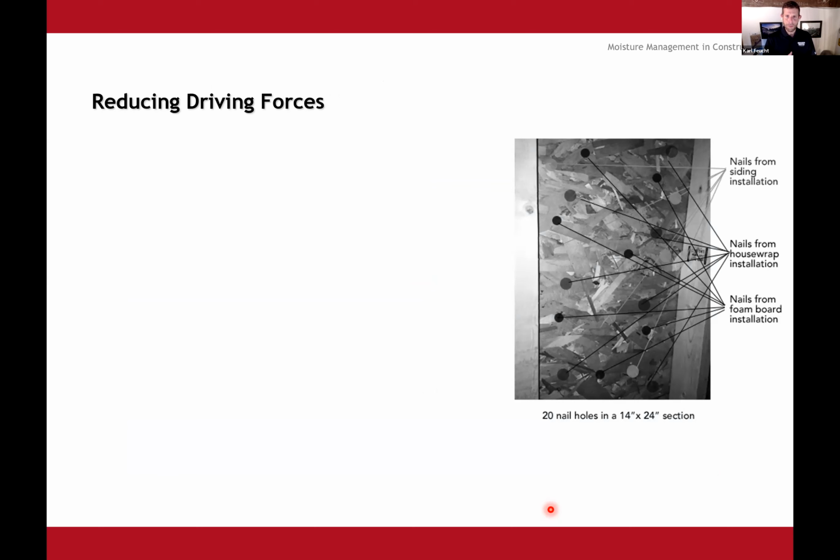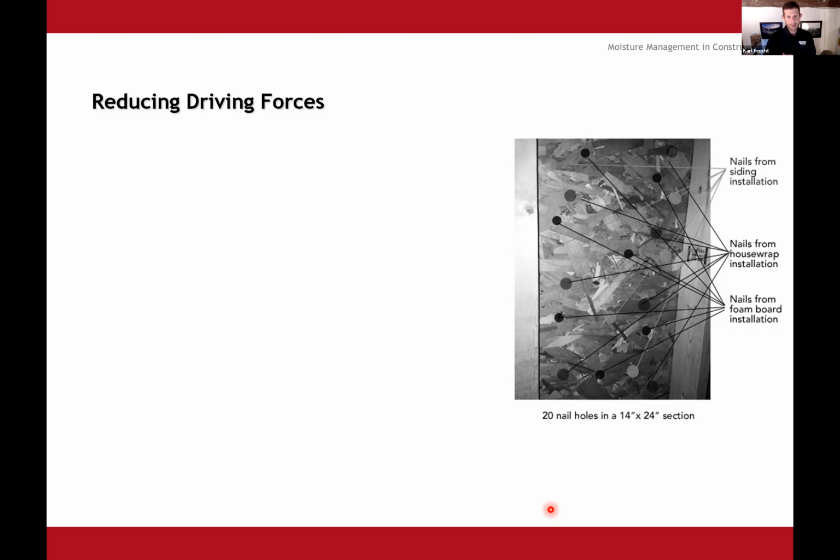So this slide, this is one of my favorites in the whole presentation. I wish this picture were a little bit bigger, but this picture is a 14-inch by 24-inch section of wall, and it's looking from the inside out through the stud cavity before the insulation is in, right? And in this little 14-inch by 24-inch section of wall, there are 20 nail holes right there. That's a lot. But this is realistic, right? So you have nails from your exterior foam board, you have nails from your house wrap, you have nails from your siding, you might have nails from trim, and all different factors here, but that's a pretty realistic picture.